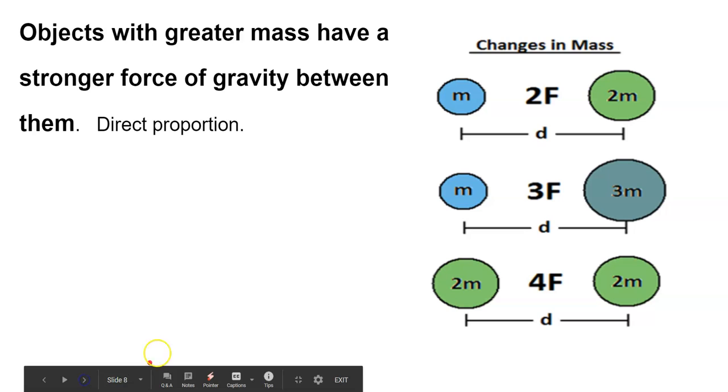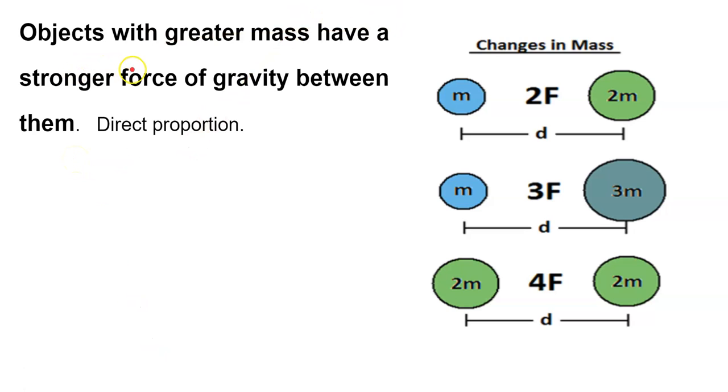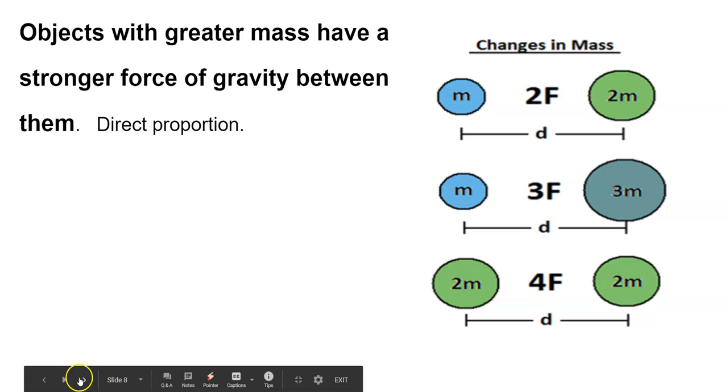Something to think about. All right, looking right here, objects with greater mass have a stronger force of gravity between them. So they're directly proportional to each other. So again, if we double the mass, we double the force. We triple the mass, we triple the force. Quadruple the mass, we quadruple the force. Directly proportional to each other.